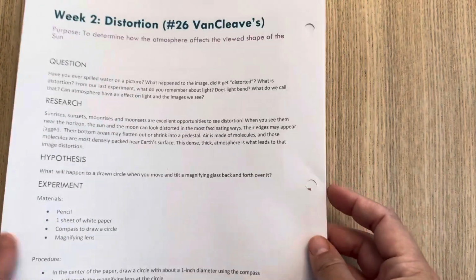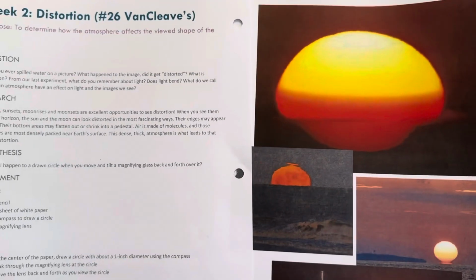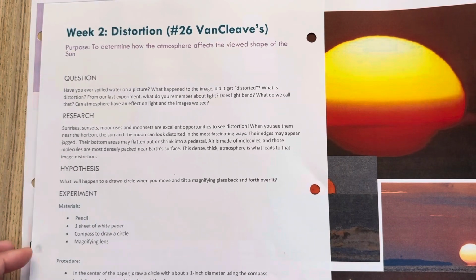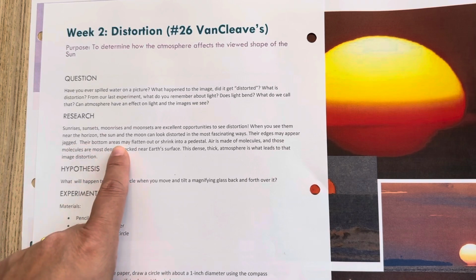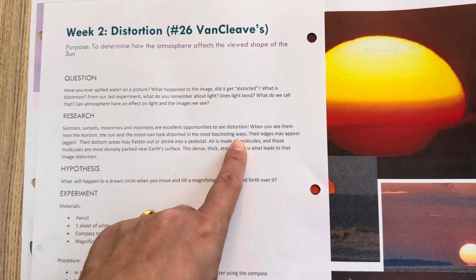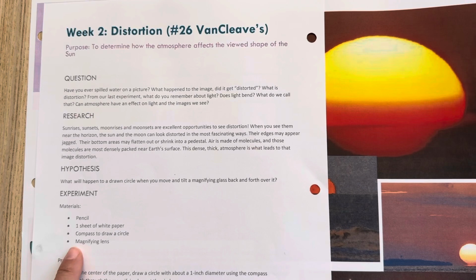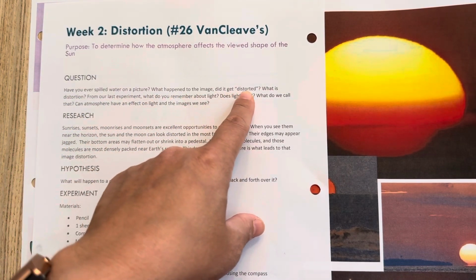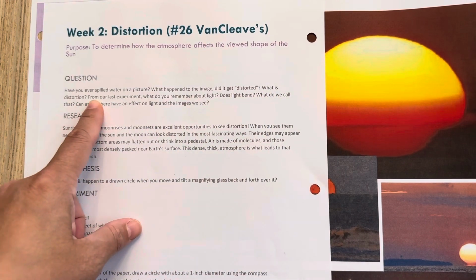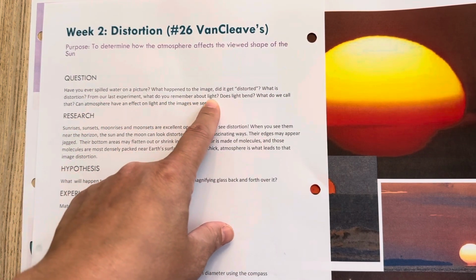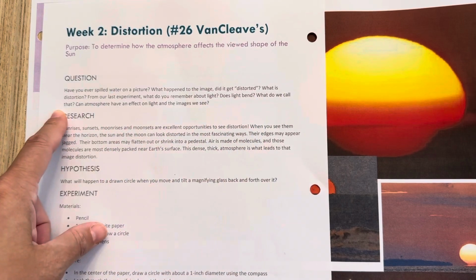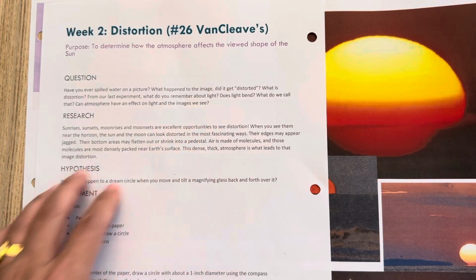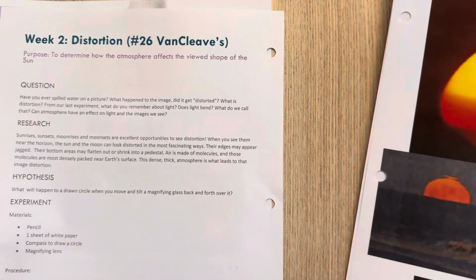What I love in this script are the photos, and I love that it plays off of the previous experiment and gives them a chance to reflect on its grammar. So it says, have you ever spilled water on a picture? What happened to the image? Did it get distorted? What is distortion? And from our last experiment, what do you remember about light? Does light bend? What do we call light bending? Refraction. And can atmosphere have an effect on light and the images we see? The answer to all those questions is yes and amen.